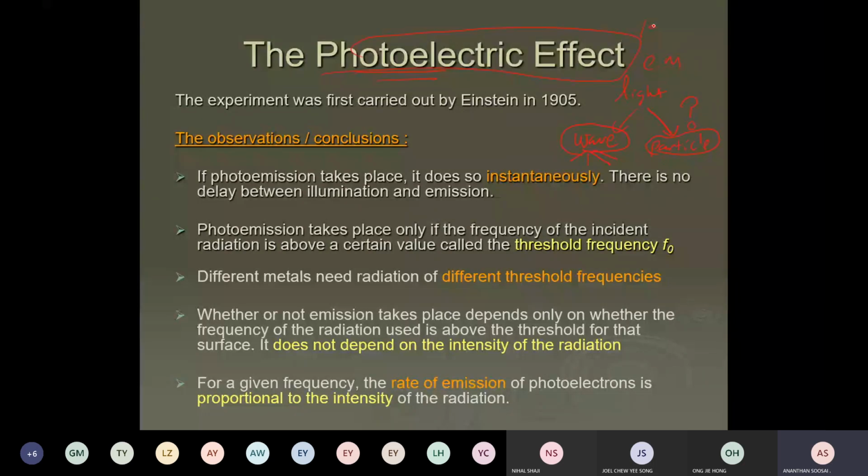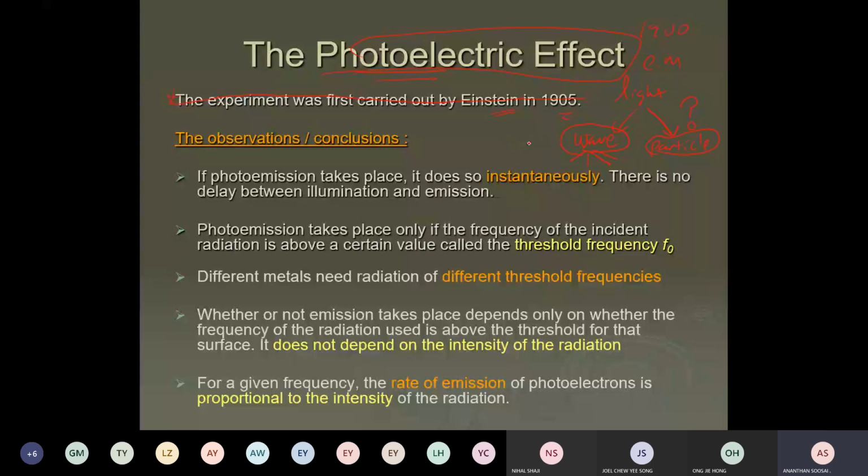1900. The first line says the experiment was carried out by Einstein. I need to correct this. The experiment was not done by Einstein. Einstein never did any experiment. Einstein is a theoretical scientist. What is meant by theoretical scientist? People do experiments, and if they don't know how to explain the results, he will use his theory to explain it. So in 1905, five years later, Einstein explained this photoelectric effect.